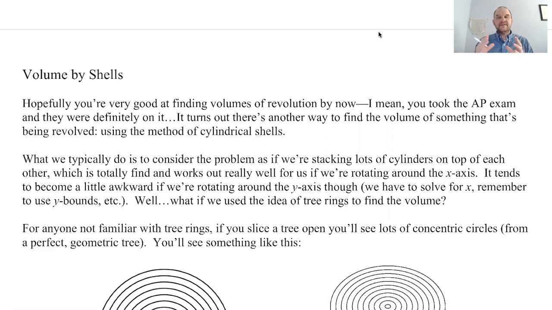So they're not like a spaghetti type of thing or a pasta type of thing. What they are is cylindrical shells. They're hollowed out. Take a cylinder, cut a cylinder out of it, and you're left with a shell. That's what we mean by the shell. So let's take a look at what we're doing.